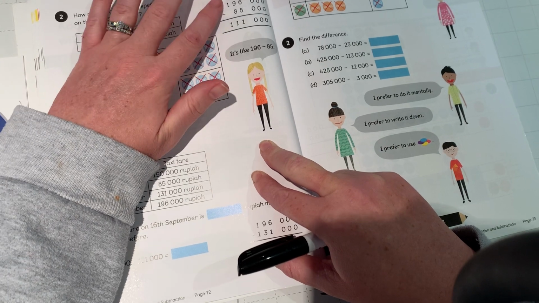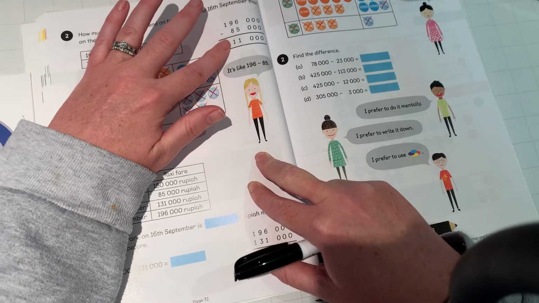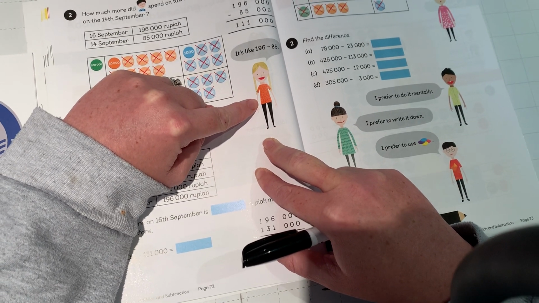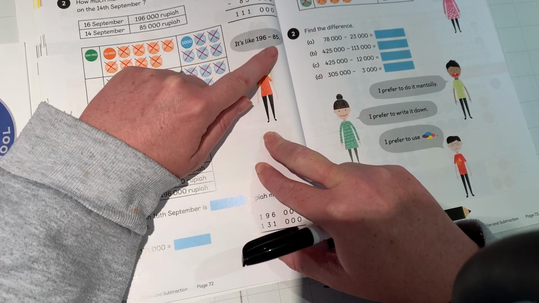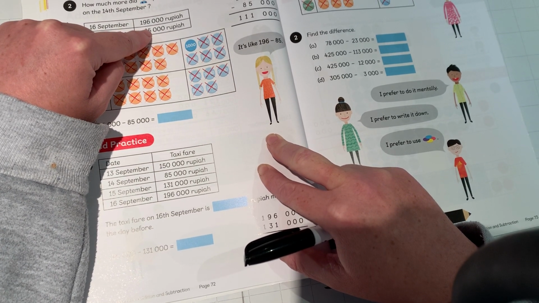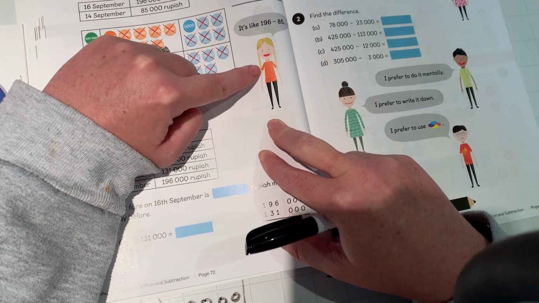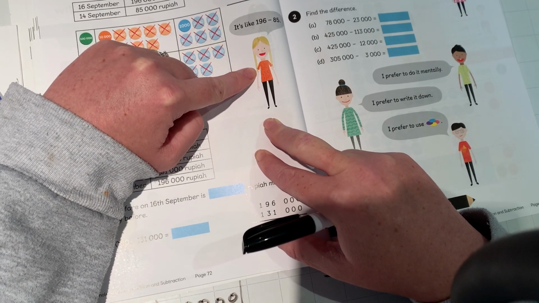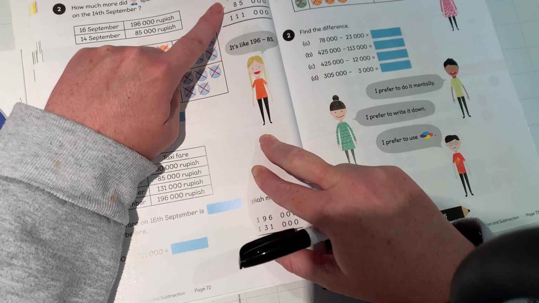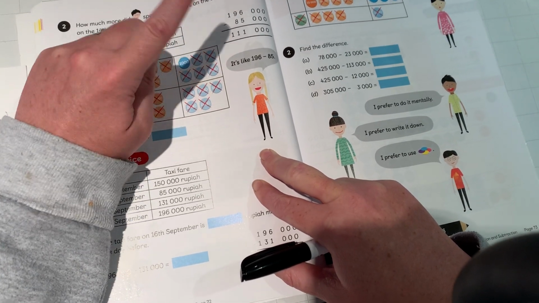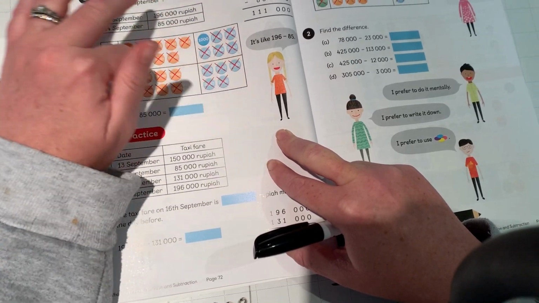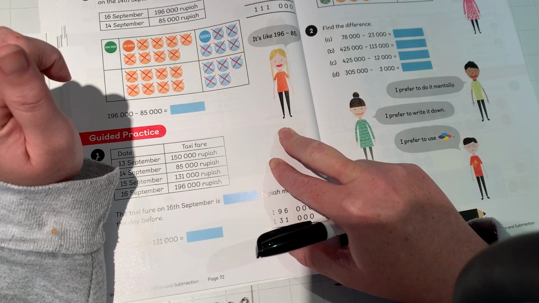Remember, with subtractions, the big number goes at the top and the smaller number goes at the bottom. So here we have Hannah. Hannah's saying it's like 196 take away 85 because we've not got any ones, tens or hundreds to worry about, but we do need to make sure, Hannah, that we add those back on afterwards. So we can work it out using the column method, or we can use our counters, where we have to make sure that we are crossing them out.